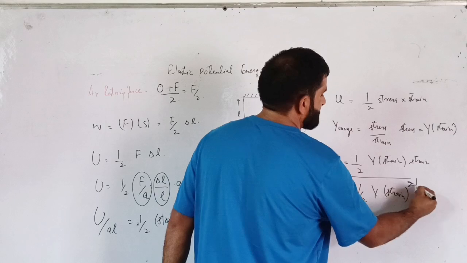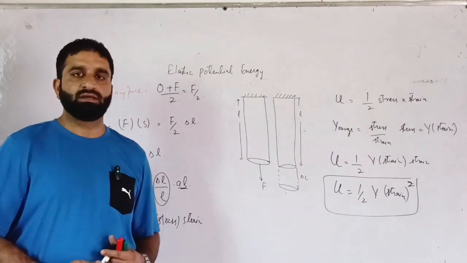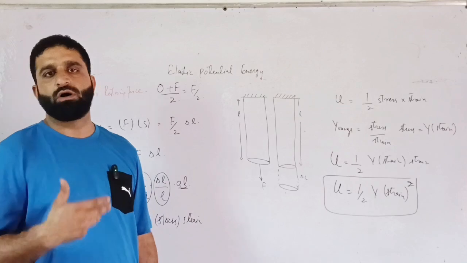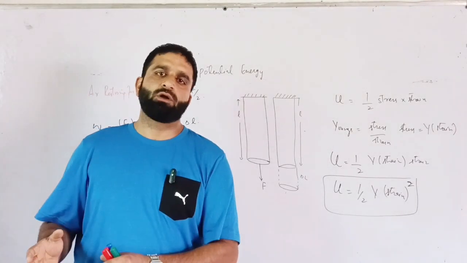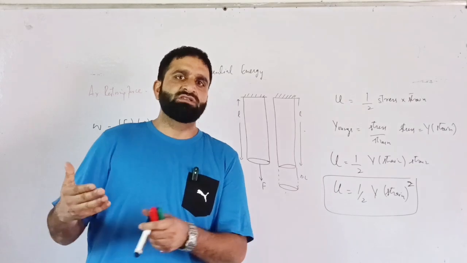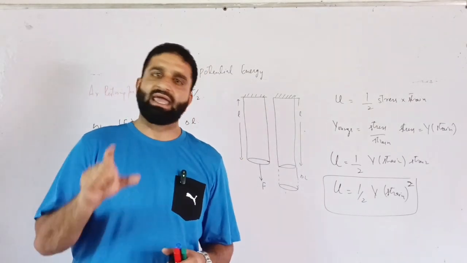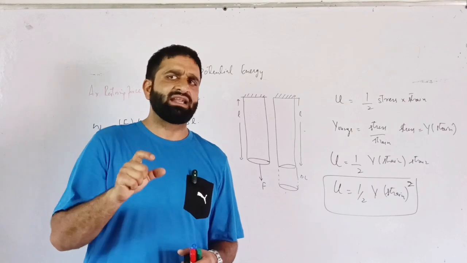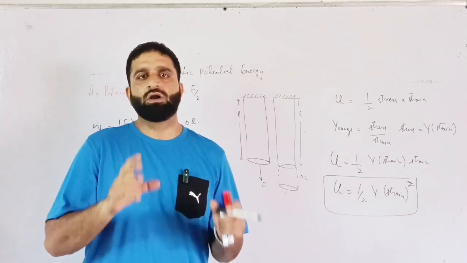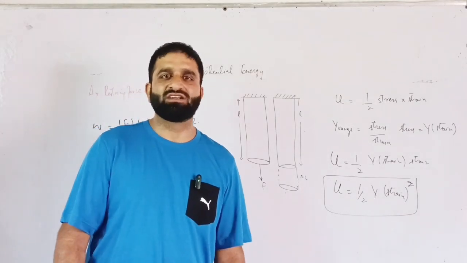This is the elastic potential energy stored in the body when it is acted upon by a deforming force. When it is acted upon by a deforming force, a restoring force comes into play, which tries to bring that body into its original configuration. The work has to be done against that restoring force, and the work done against that restoring force remains stored in the form of elastic potential energy. Hope you understood. Thank you.